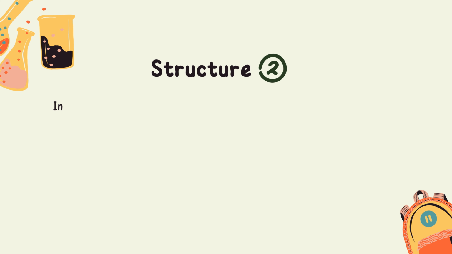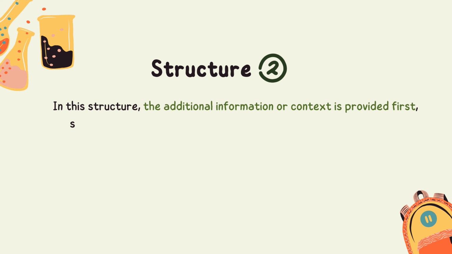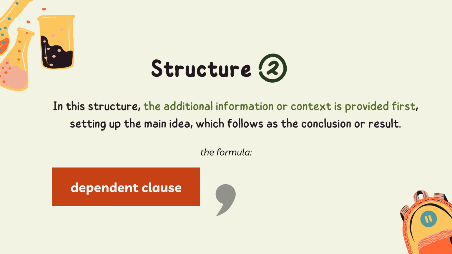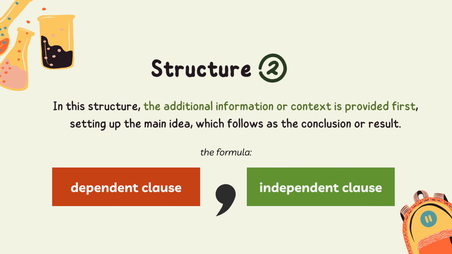Structure 2. In this structure, the additional information or context is provided first, setting up the main idea which follows as the conclusion or result. Dependent clause, comma, independent clause.